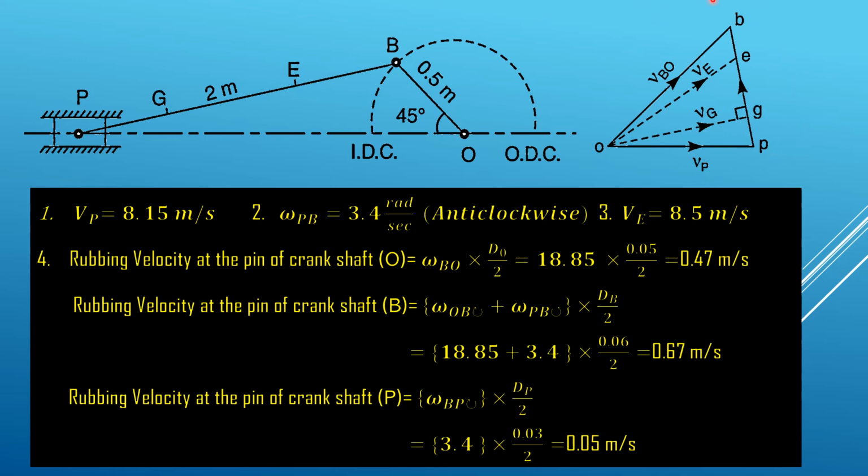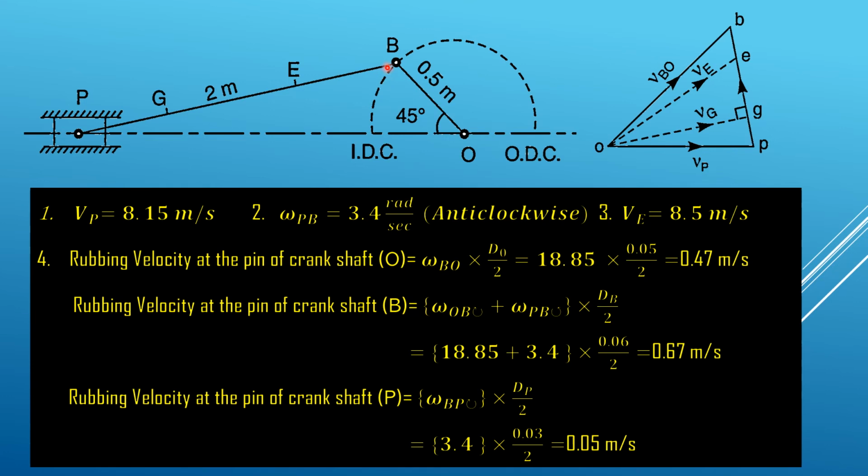Now after drawing this velocity polygon, we first have to find the piston speed VP. So we measure this VP and it comes out to be 8.15 meter per second, and this is from point O to P, meaning in this direction. After that, we have to find the value of omega PB. So omega PB is nothing but the rotation speed of the PB link. This is nothing but VPB divided by the length of the PB link. So VPB, the velocity of P with respect to B, we have to find out. This is from B to P, meaning in the downward direction.